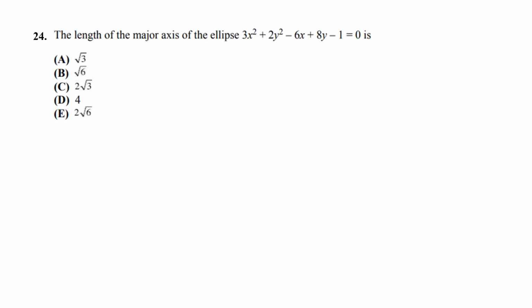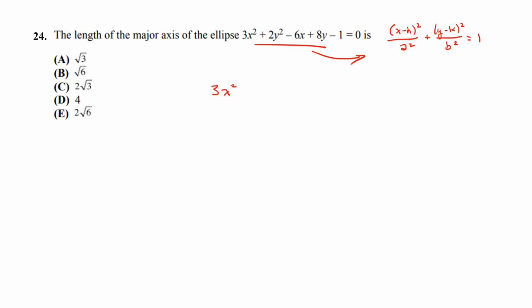In 24, we have the length of the major axis of the ellipse 3x squared plus 2y squared minus 6x plus 8y minus 1 equals 0 is, well, we know our equation for the center form for our ellipse is (x minus h) squared over a squared plus (y minus k) squared over b squared equals 1, with h and k being our center values, a being our semi-major axis, and b being our semi-minor axis. So let's take a closer look. How do we get from here to here? That's the question. It looks like we're going to have to do completing the square.